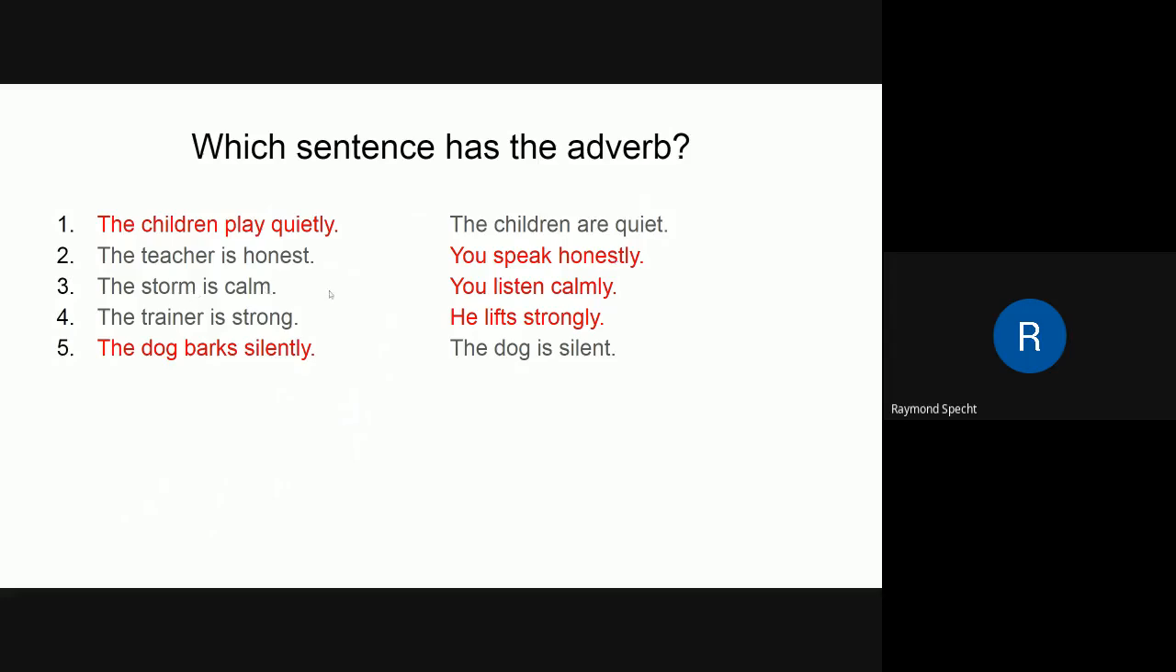The storm is calm? No. You listen calmly? How do you listen? Calmly. The trainer is strong? No. He lifts strongly. How does he do it? He does it strongly. The dog barks silently. How does the dog bark? He barks silently. The dog is silent. All right. Take a minute here and make sure you're checking off which ones are the sentences with the adverbs.